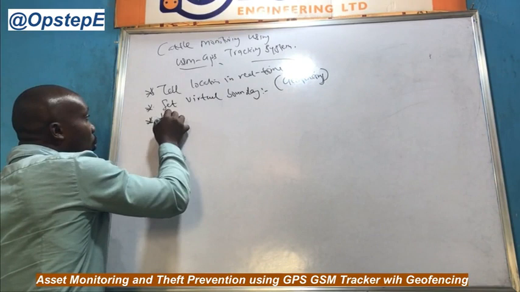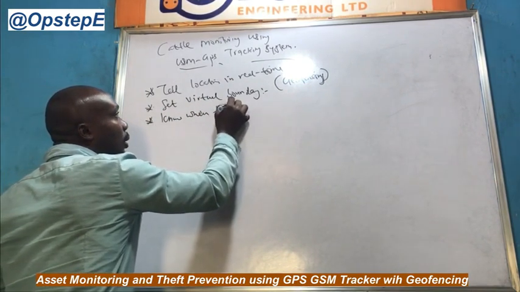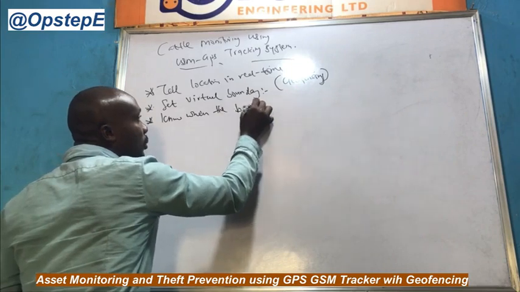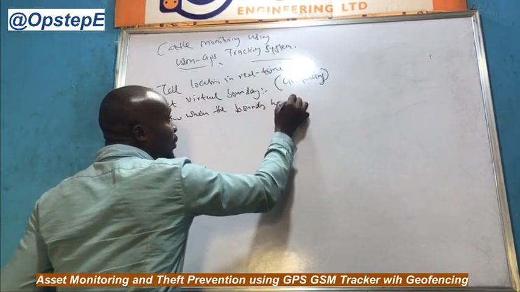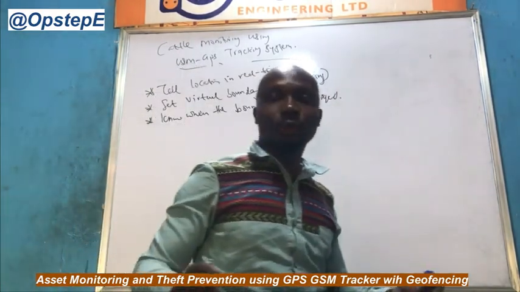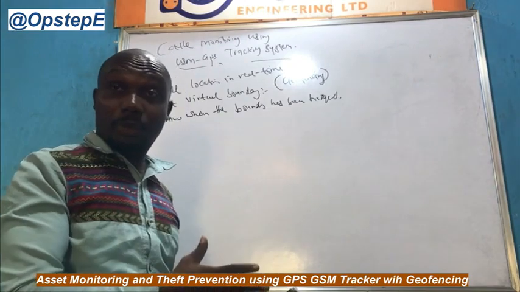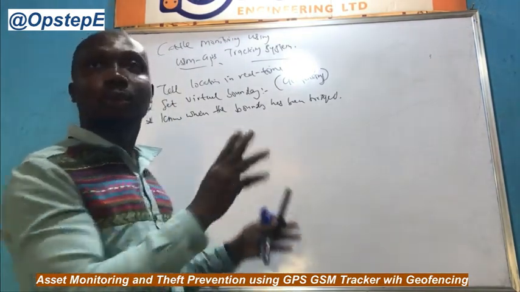So first is to set the boundary, and the other thing is to know when the boundary has been breached. When the boundary is breached, we want to know. Are we on track? Yes, so this is exactly what we want to do.